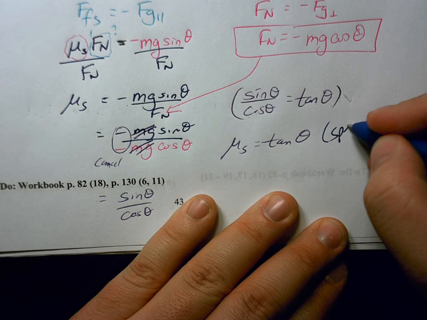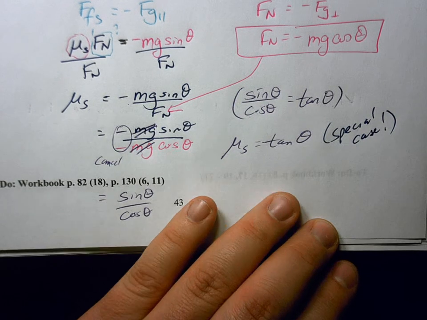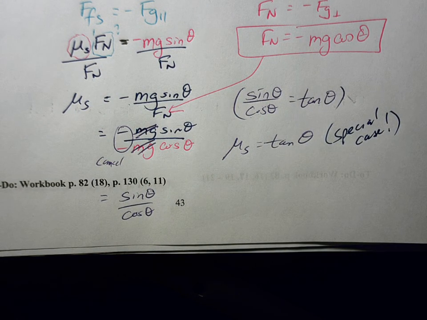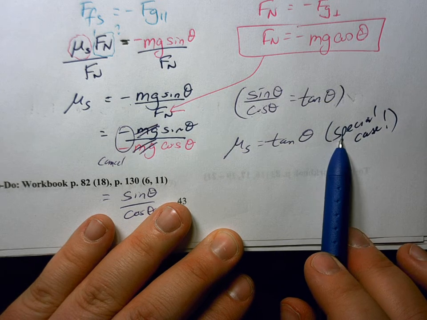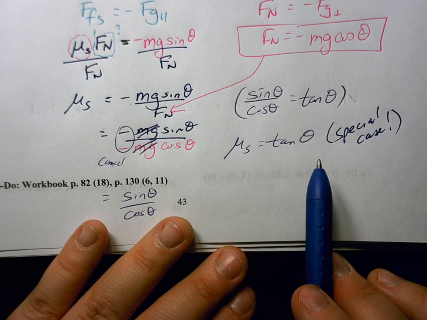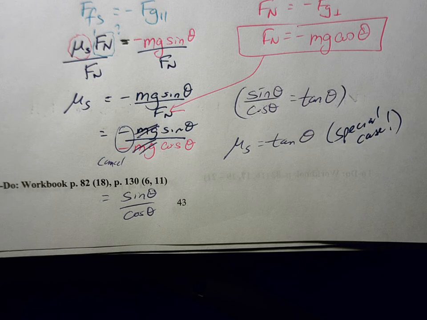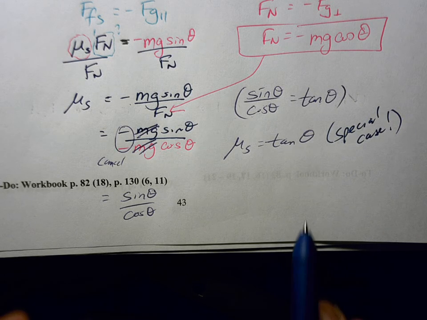This is a special case. Don't always assume mu s is going to equal tangent theta. That's a really, really special case. It's basically only going to apply when your net force is 0 and you're only dealing with a force down the plane, static friction going up the plane, and a normal force. You don't want to have anything additional like applied forces, otherwise this is not going to work. But yes, this is a very special case.